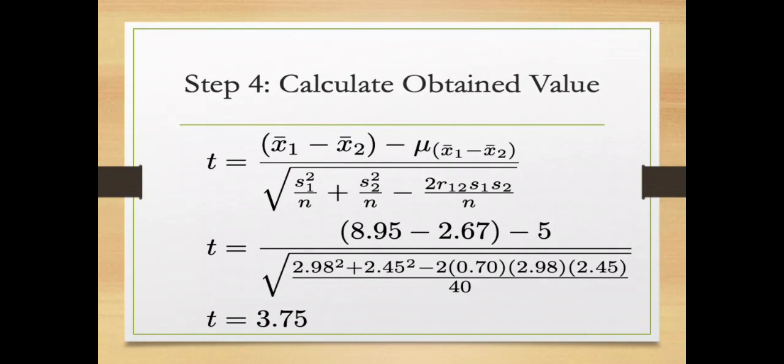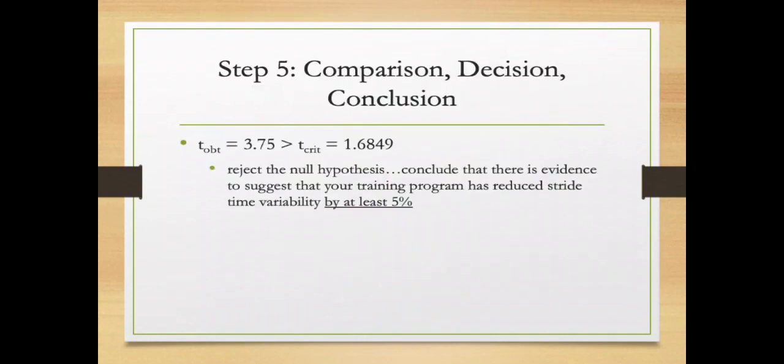Our obtained value of t is 3.75, which is larger than our critical value of t. This suggests that we should reject the null hypothesis and conclude that there is evidence to suggest that the training program has reduced stride time. Moreover, because of the way in which we set up our hypothesis statements, we can conclude that our training program has reduced stride time variability by at least 5%.